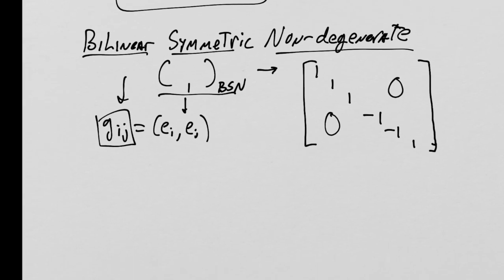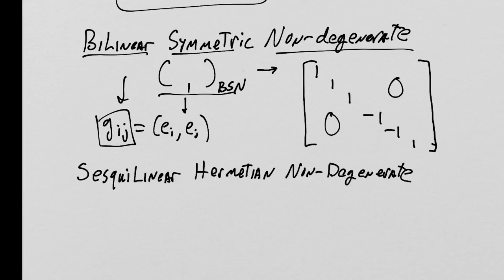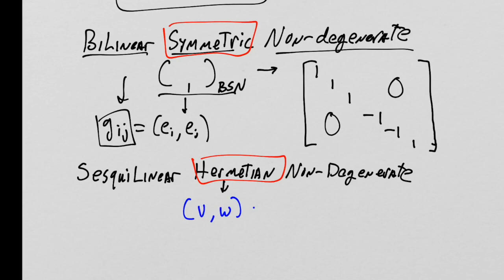It turns out, and we're not going to prove it, but that is also true for sesquilinear Hermitian non-degenerate metrics, where we replace the word symmetric with Hermitian. But Hermitian is a form of symmetry. It's just the symmetry that reads VW equals WV with the one automorphism of the complex numbers that we actually know about, which is complex conjugation. This is called Hermitian symmetry. And if we have sesquilinear Hermitian non-degenerate metrics, we can also do the same thing, right?